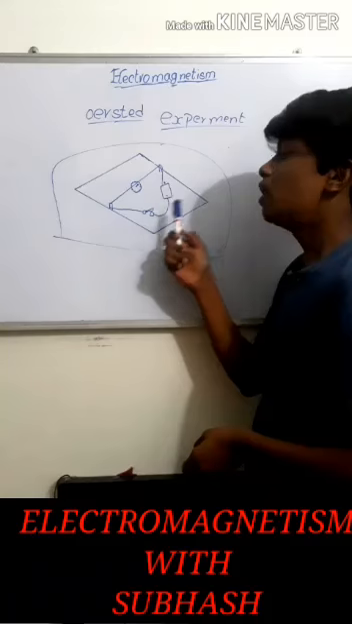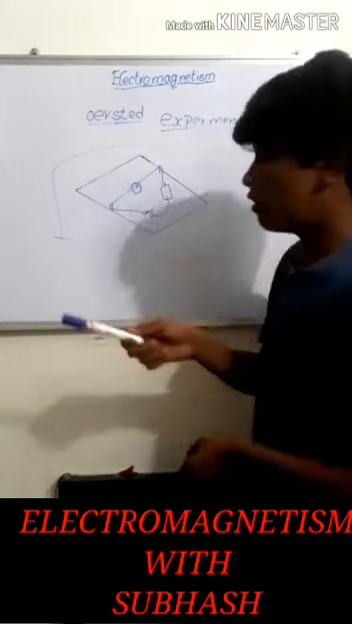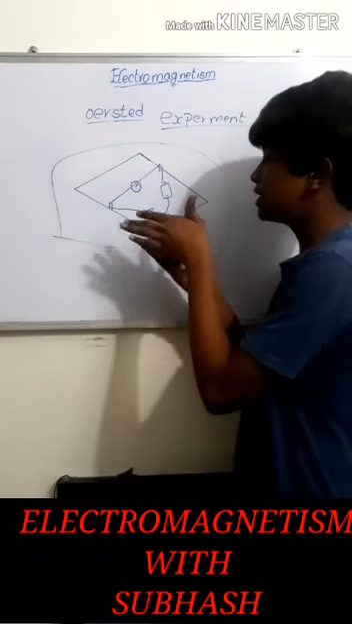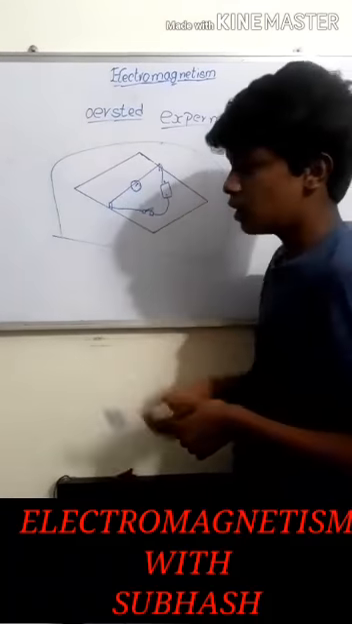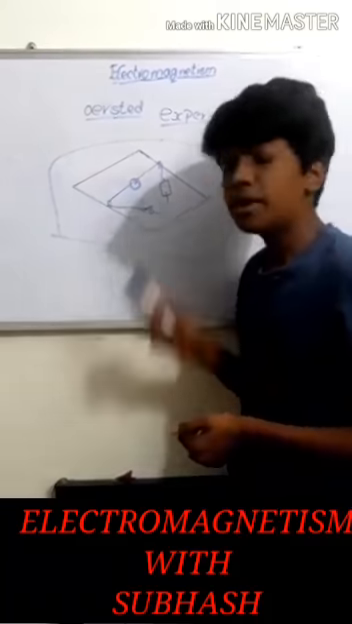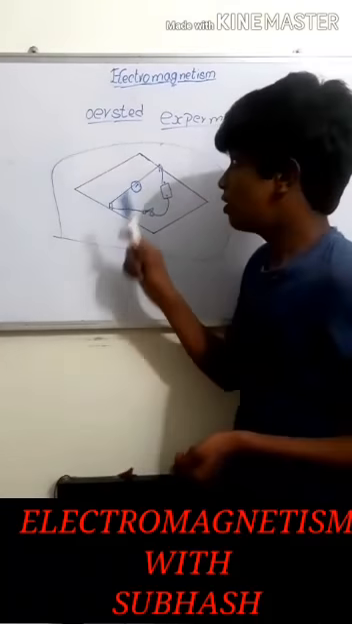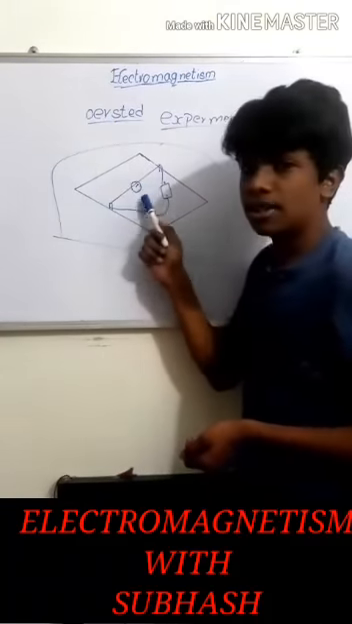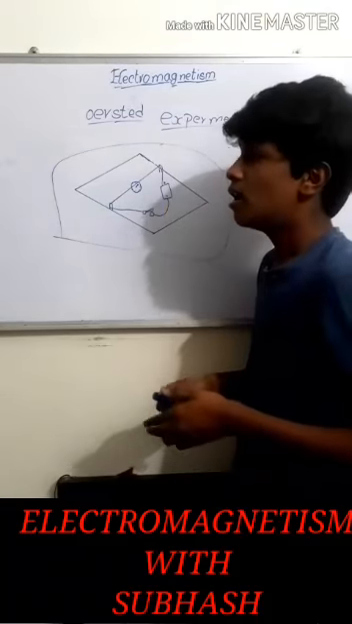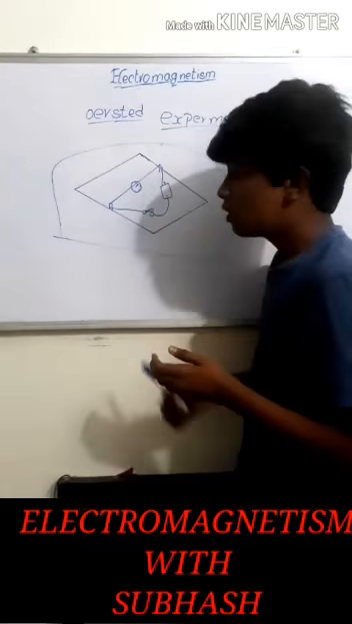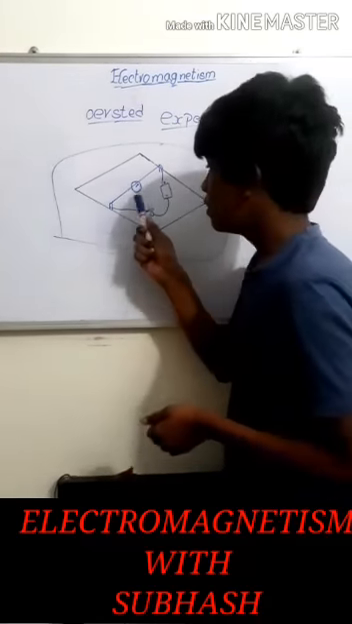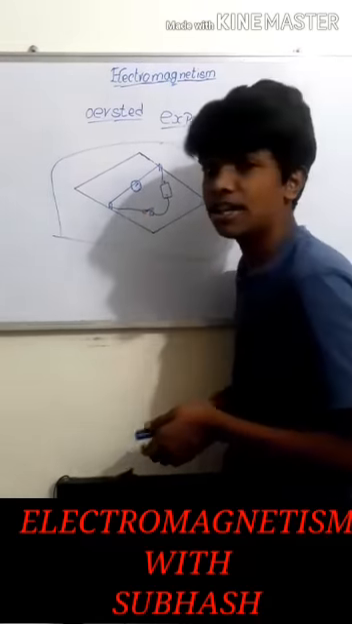Now, when we switch on, the galvanometer needs to be placed under the wire as shown in the figure. When we switch on, the galvanometer reading changes. Oersted saw this and discovered the magnetic field. Because of the magnetic field, the galvanometer reading has changed.